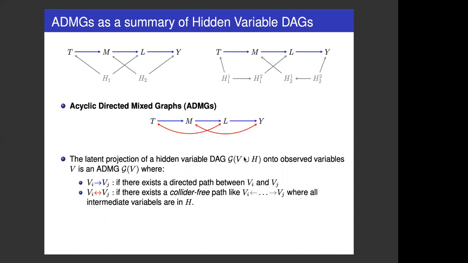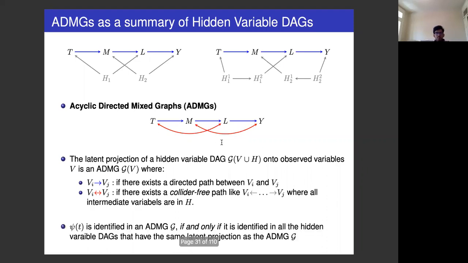Here we provided the construction for the sake of completeness, but for the purpose of this talk, it suffices to do a mental replacement and think of these bidirected edges as a hidden variable that is pointing to both endpoint vertices. For example, the bidirected edge between M and Y, you can think of it as a hidden variable that is pointing to Y and pointing to M.